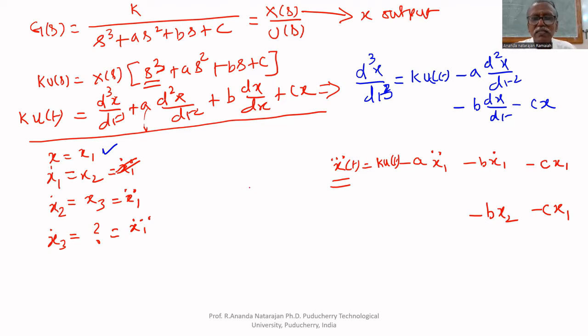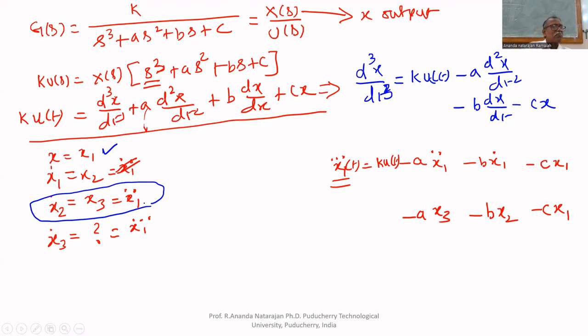So now x is x1. Already we defined x is x1. Therefore, x1 dot can be written as x2. X1 double dot is what? X3. So minus a x3. Am I correct? X1 double dot equal to x3. If you want to remove a dot, you have to write one number ahead. That's all. X1 dot equal to x2, x2 dot equal to x3. Like that. You have to remember.